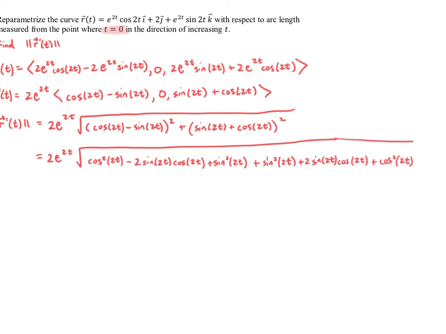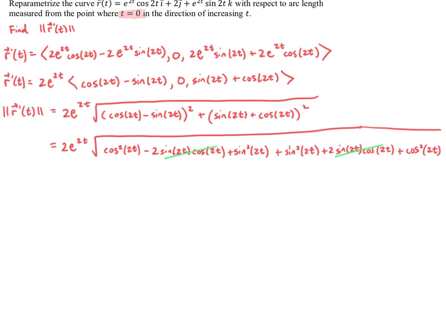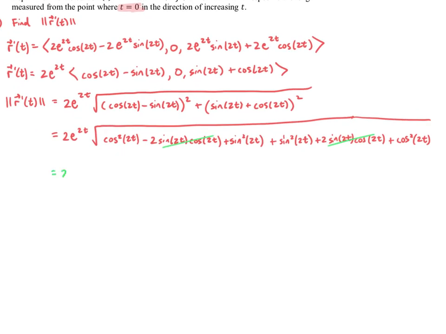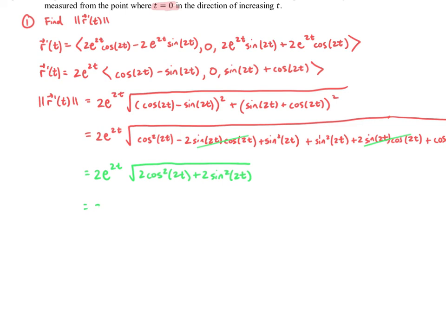Now keep in mind that we have a cancellation here, which again, we're going to get better and better at doing quickly rather than having to write the whole thing out. So here's what we have. We have 2e to the 2t, then we have the square root of, now remember we have cosine squared of 2t and then another one over here. So I have two of those, 2 cosine squared of 2t. I also have 2 of the sine squared of 2t. So I'm going to factor out that 2.